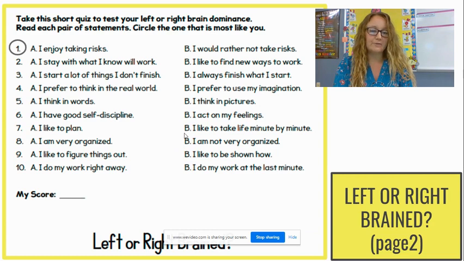Number 8, if you had B for number 8, please circle number 8. And the last one, number 10, if you had B for 10, please circle 10. If you did not have B, you just leave it blank.